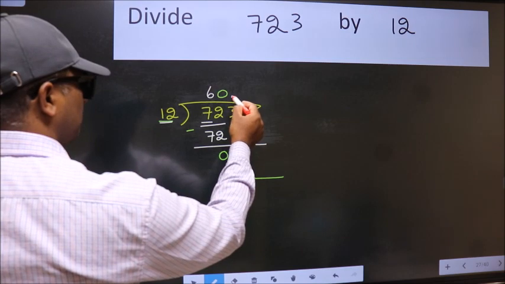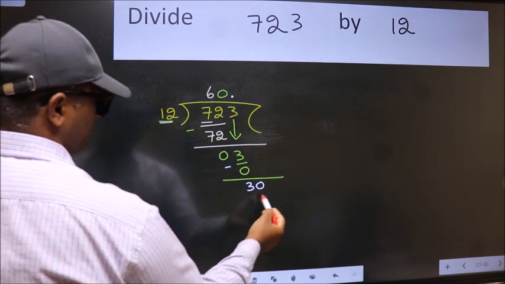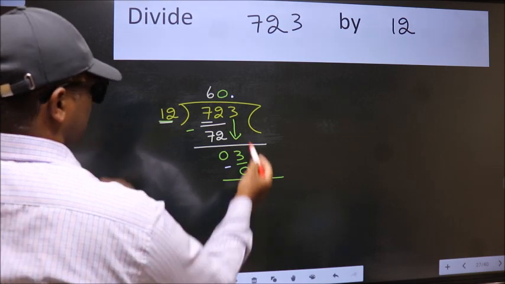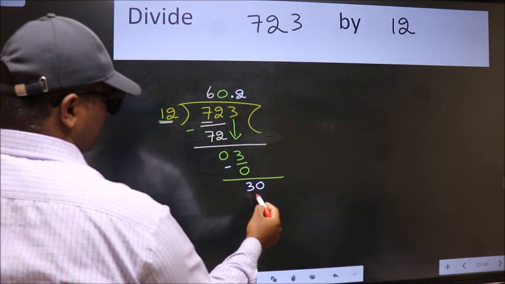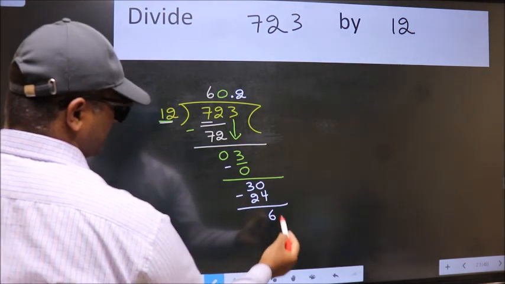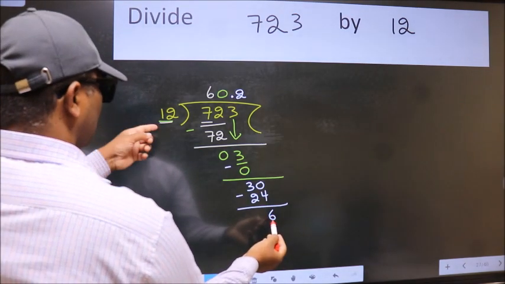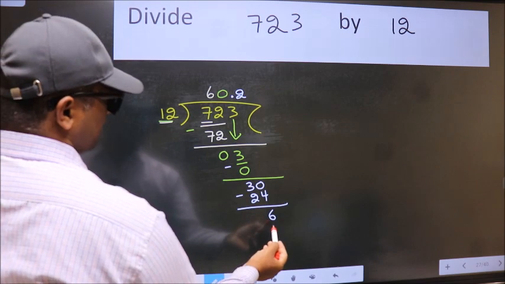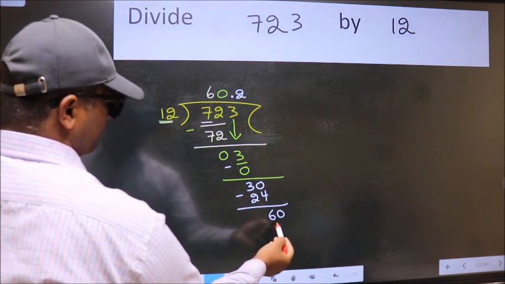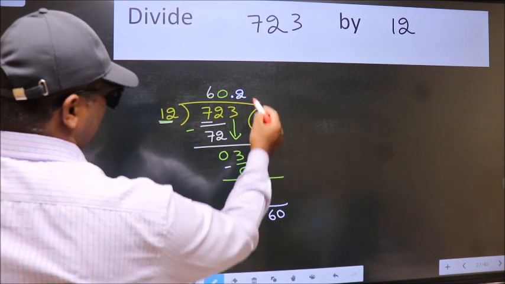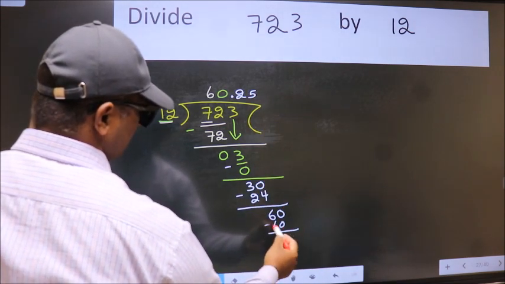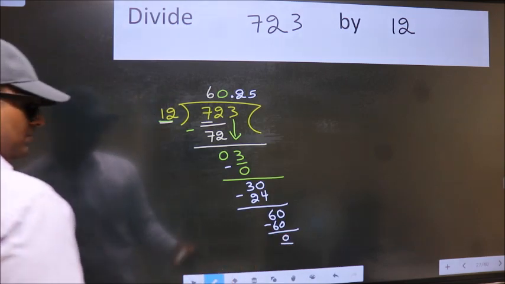So now we can put dot and take 0. So 30. A number close to 30 in 12 table is 12 2's 24. Now we subtract, we get 6. 6 is smaller than 12, we already have the decimal, so directly take 0. 60. When do we get 60 in 12 table? 12 5's 60. Now we subtract, we get 0.